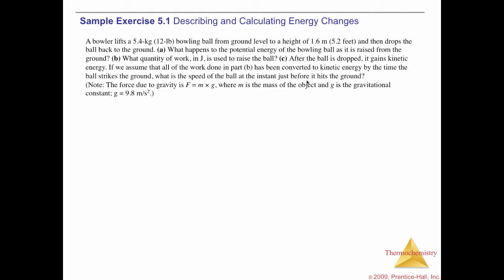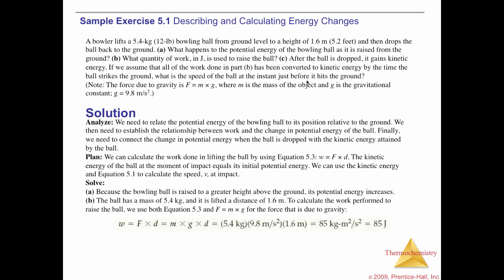After the ball is dropped, it gains kinetic energy. If we assume that all of the work done in part B has been converted to kinetic energy by the time the ball strikes the ground, what's the speed of the ball at the instant just before it hits the ground? Note, the force due to gravity is mass times g, where g is the gravitational constant, and that's equal to 9.8 meters per second squared.